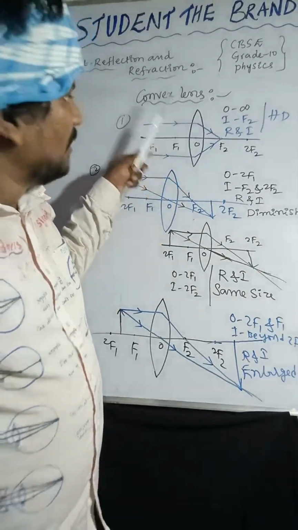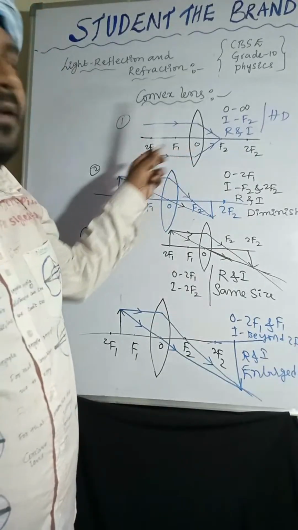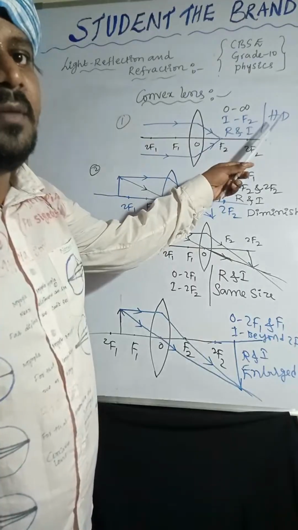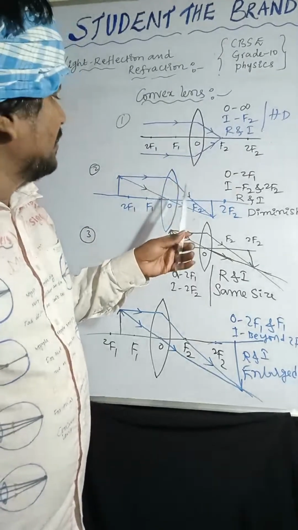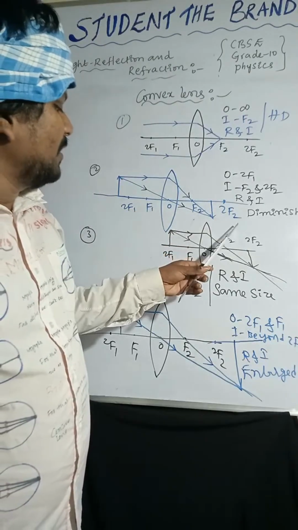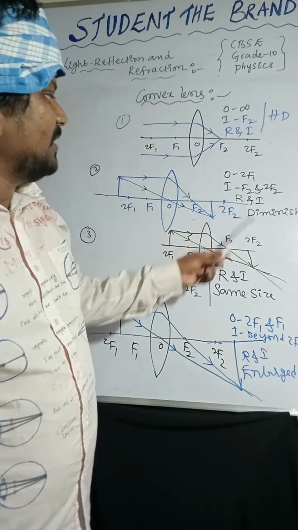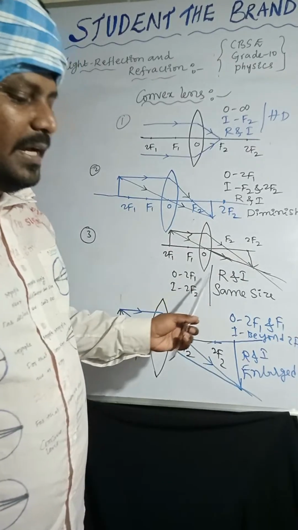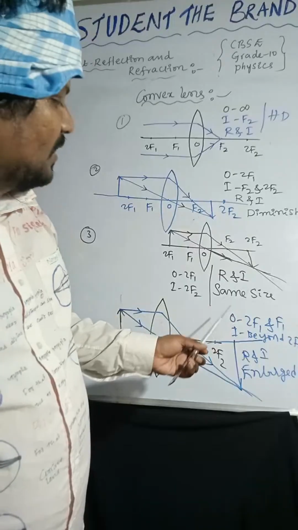Okay, so now go to that. Object is at infinity. Image will form at F2. Nature of the image is real, inverted and the size of the image is highly diminished. And the next one, object is placed beyond F1. Image will form between F2 and 2F2. Nature of the image is real, inverted, diminished. Object is placed at 2F1. Image will form at 2F2. Nature of the image is real, inverted and same size.